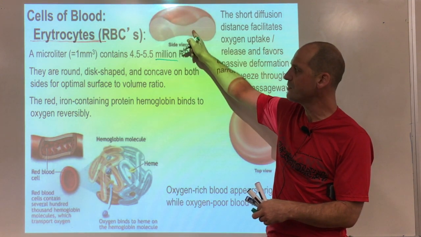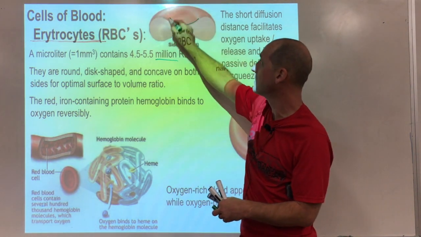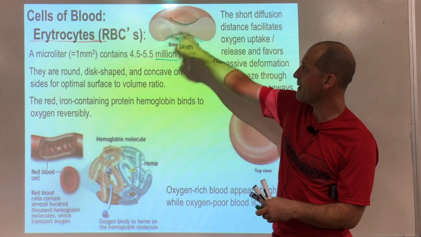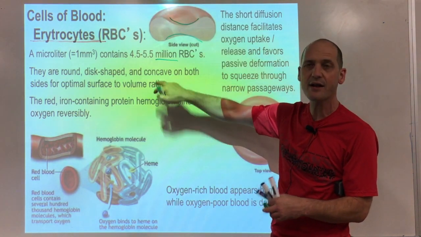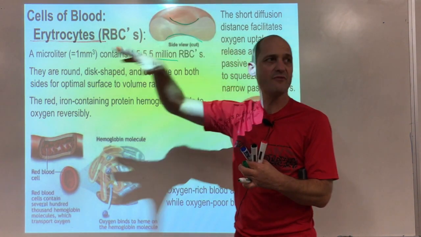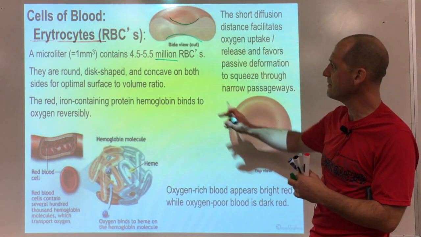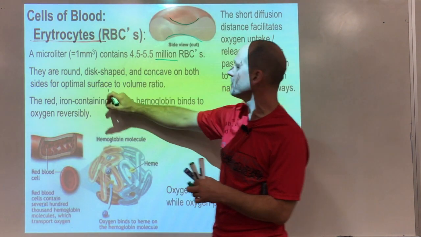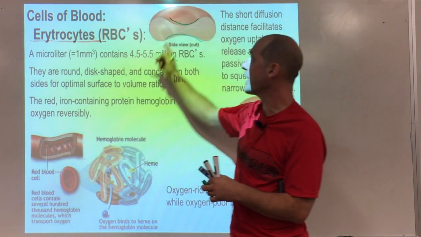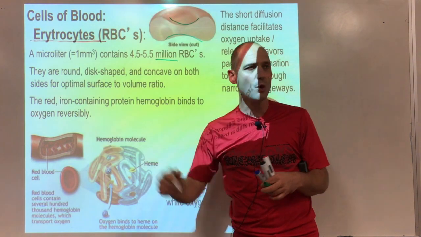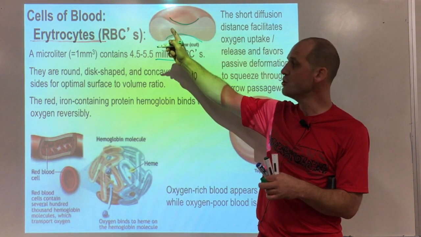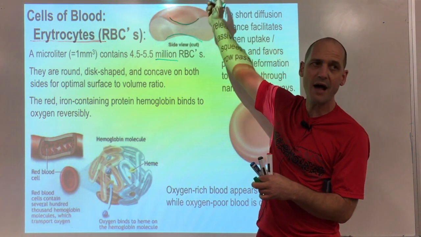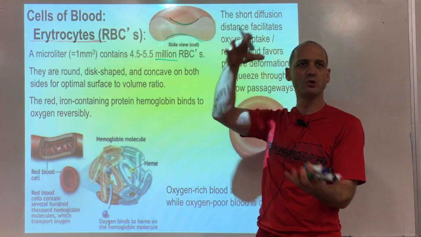Those things are round, they're disc shaped, they're concave. That means they look like a frisbee that goes in on both sides. That's concave. Remember that? Cave, as in you go into a cave, concave. And this is optimal surface. Oh, this is why they're concave. In part, they are concave because the nucleus is not there. These are anucleated cells. So the nucleus was popped out, and therefore it's a vacuum in the middle, so it shrinks together like that.